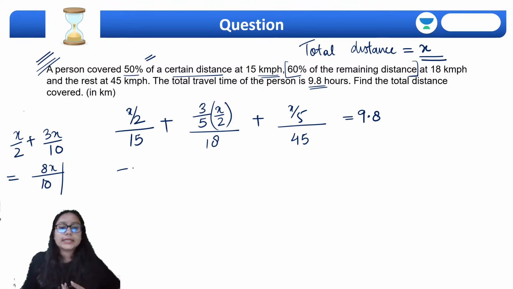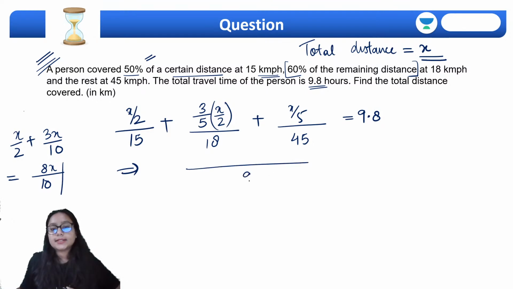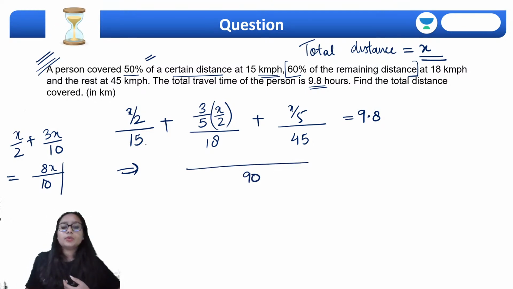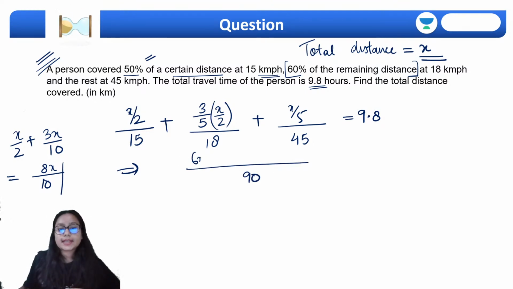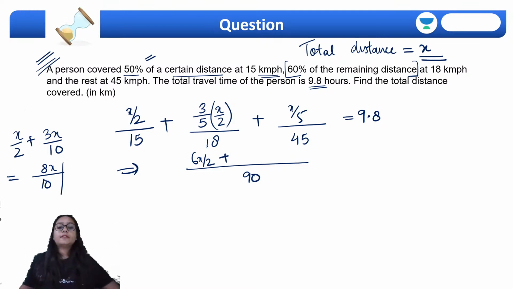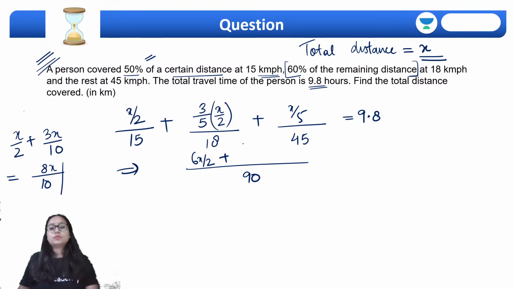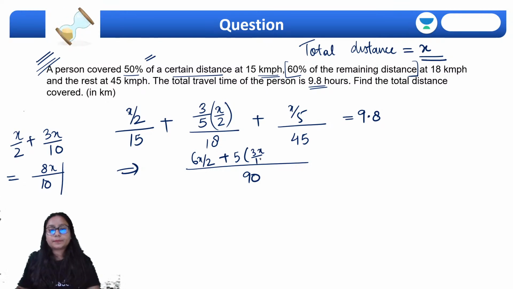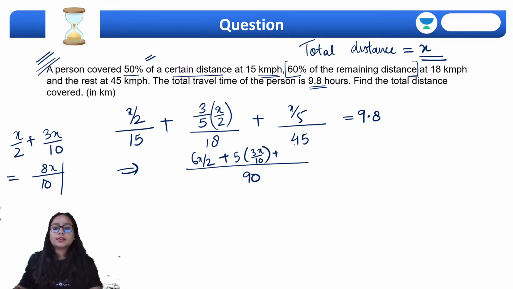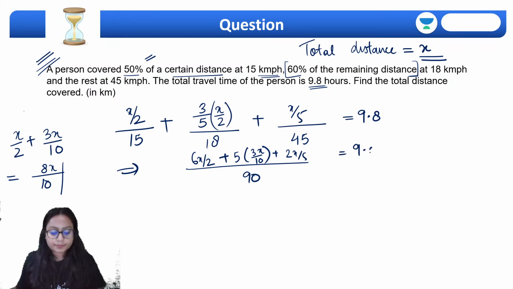Alright, let's solve this. Let us take 90 as the LCM. So this will be equal to 6. So this is 6x by 2 plus, yes, this is 90 divided by 18 will give me 10 by 2, that is 5. Right? So 5 into 3x by 10 plus this is 2. So 2x by 5 is 9.8.